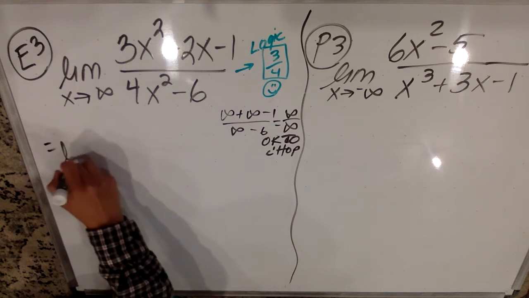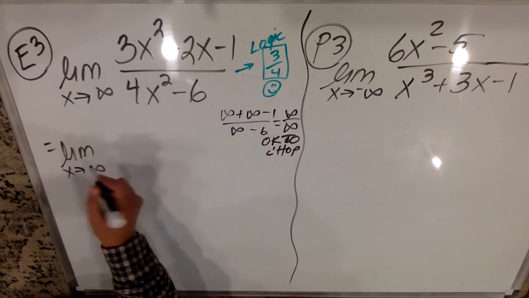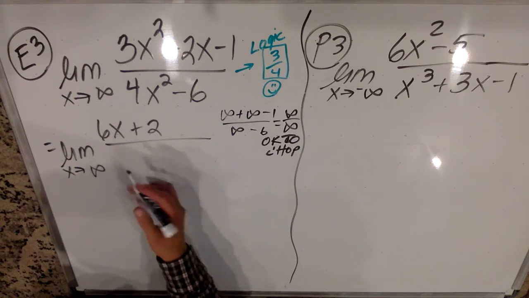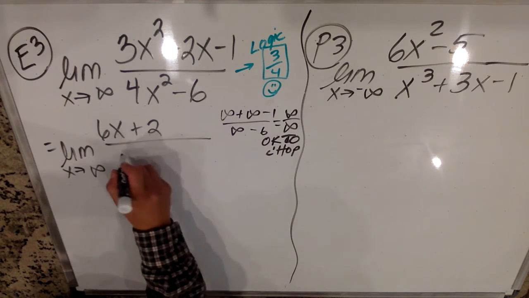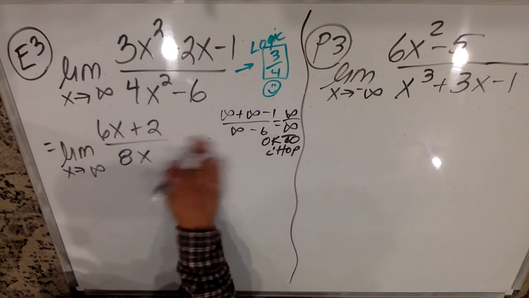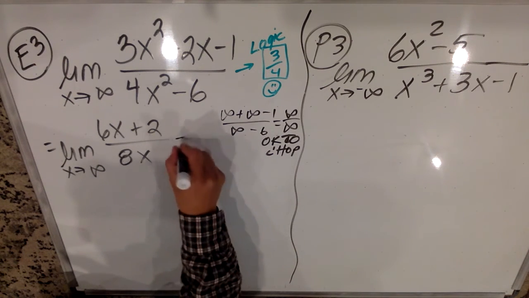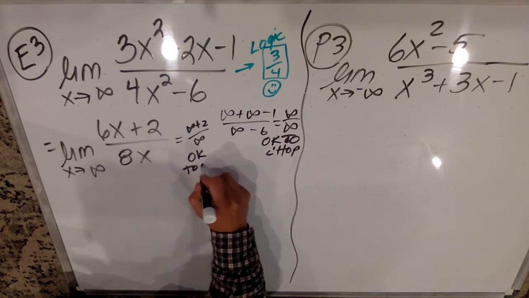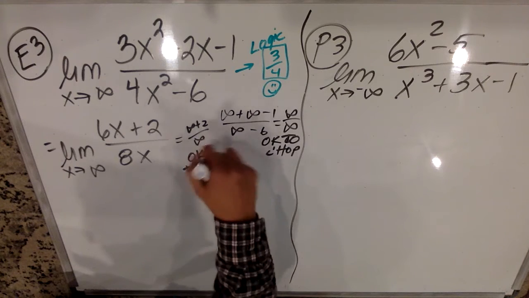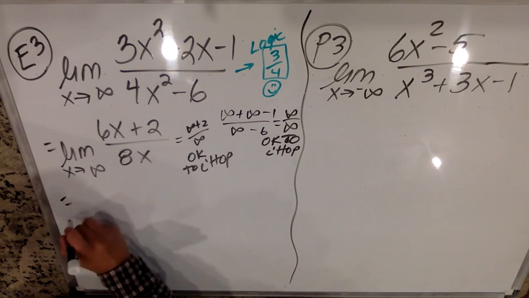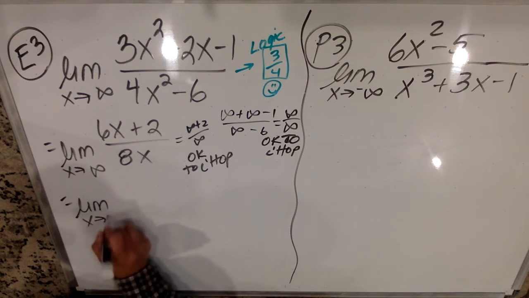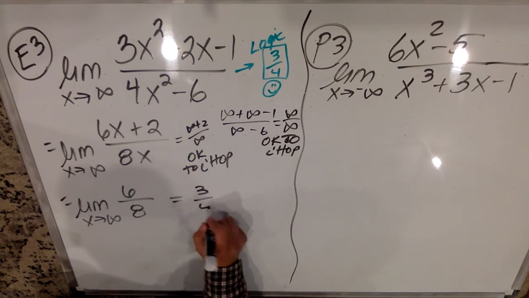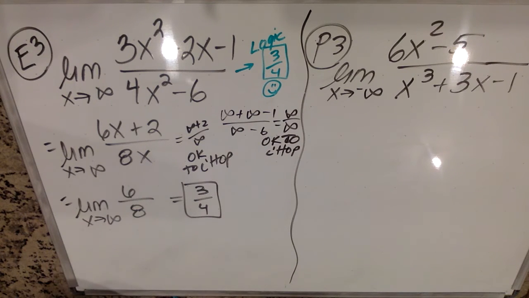So when I do L'Hopital's, the limit as x approaches infinity, I'm going to differentiate the top, which gives me a 6x plus 2, because the 1 differentiates away to 0. And I'm going to get an 8x on the bottom, and the 6 is going to disappear. Then I plug in again, and that's still an infinity plus 2 over an infinity. I'm still okay to L'Hopital's again, because it's still something infinitely big over an infinity. So I differentiate again, and I get a 6 over an 8, which is just 3/4, totally the answer that you might have been able to logic your way through.